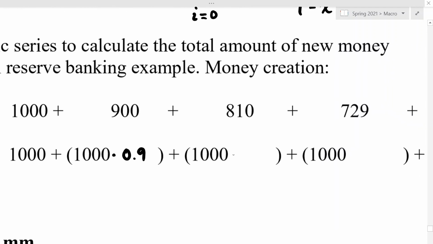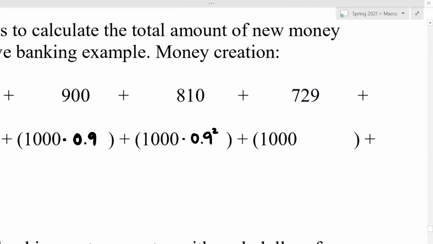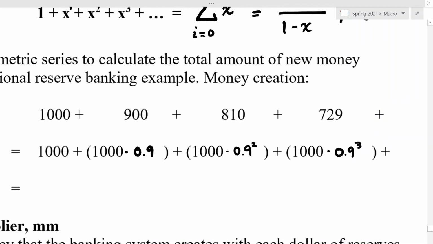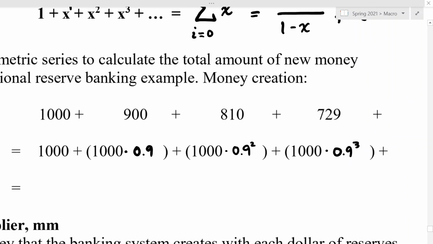What is 810? That's 1,000 times 0.9 squared. 0.9 squared is 0.81. That's going to get the 810. Okay, 1,000 times 0.9 cubed is 729. So hopefully you're maybe starting to see where we're going with this. But if you're not, what we're going to do next is factor out the 1,000, since all of those terms have a 1,000 in them.